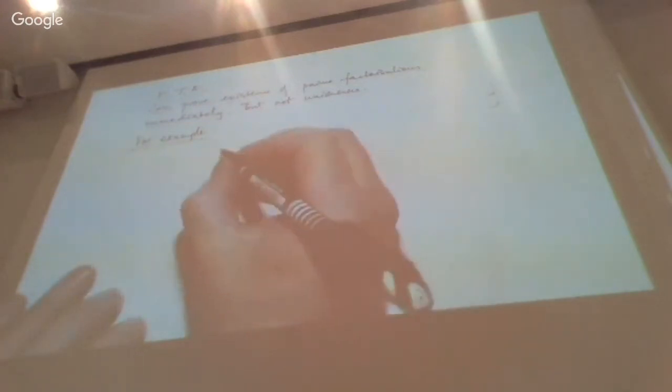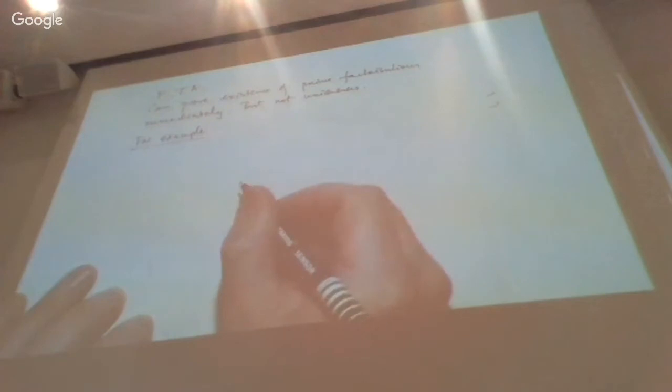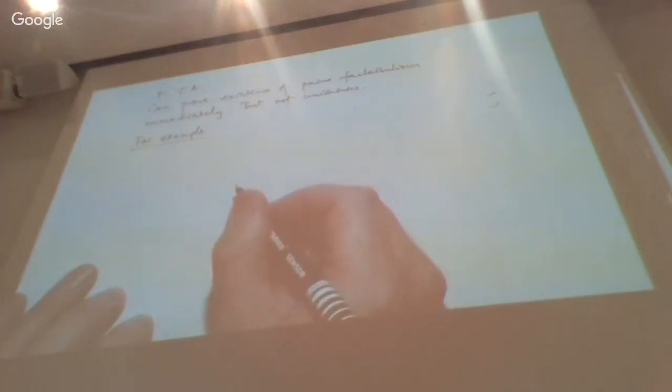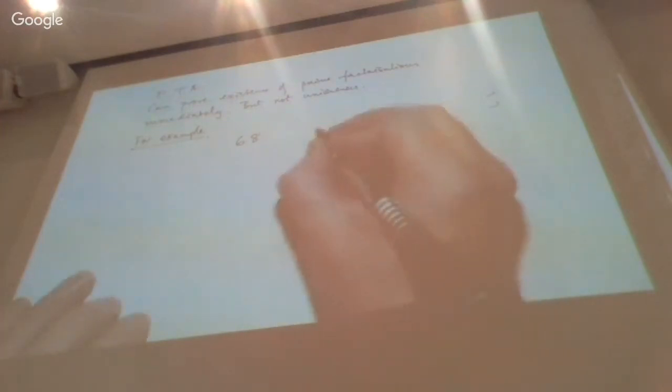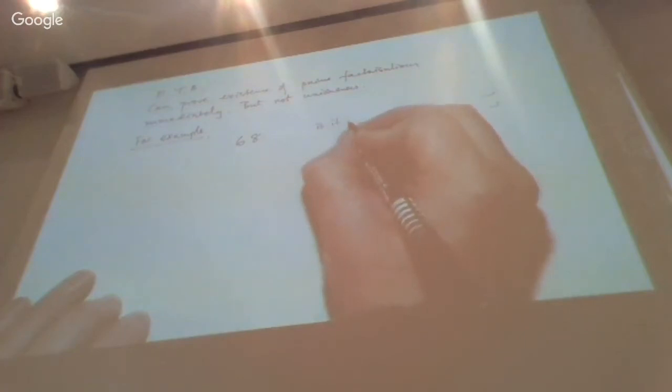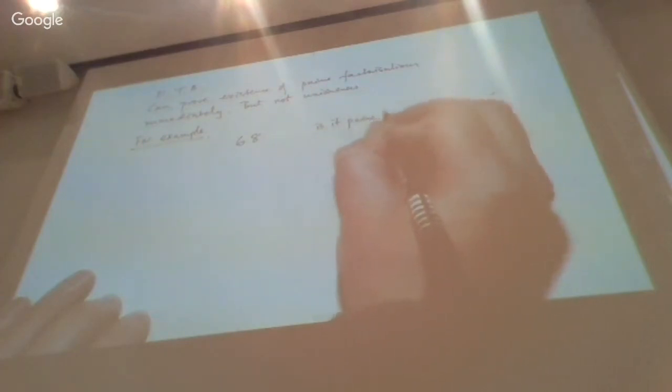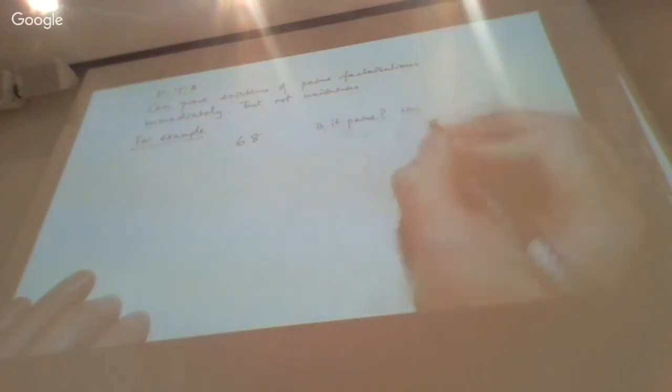Okay, so for example, we'll just illustrate the idea here. It's something you are entirely familiar with. Trying to think of a particularly good example. Yeah, 68. Okay, you take some integer. Either it's prime or it's not. So is it prime? Okay, this is not prime.